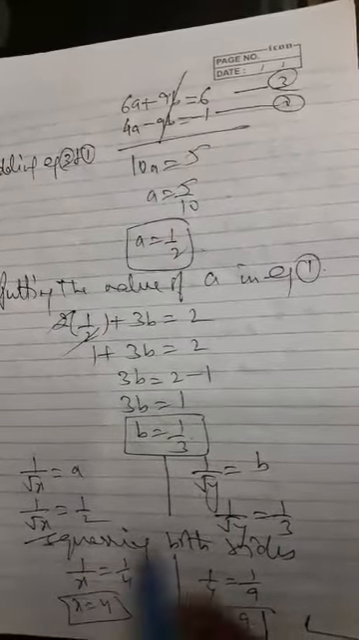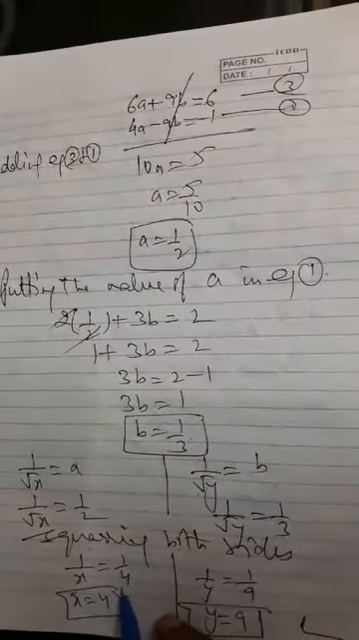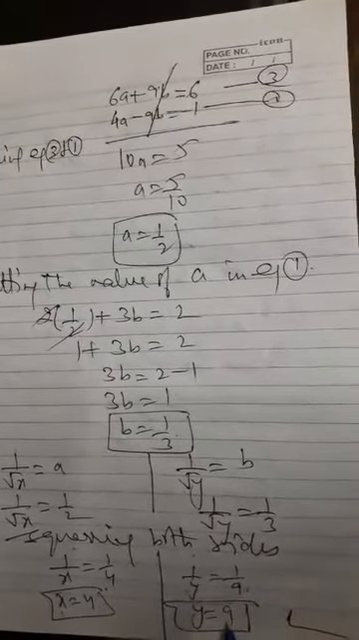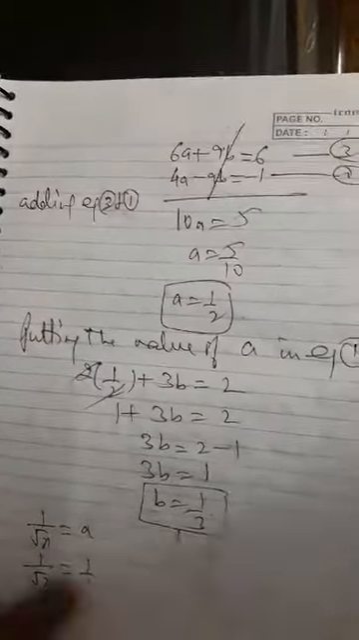Now root can be removed by squaring both sides. So 1 upon x equal to 1 by 4 and 1 upon y equal to 1 by 9. So x equal to 4 and y equal to 9. This is the way you have to solve the equations. This completes the topic.